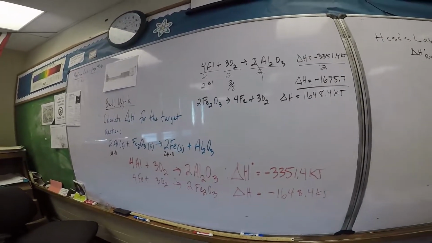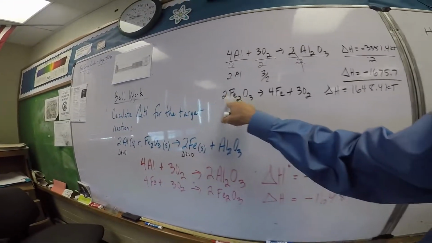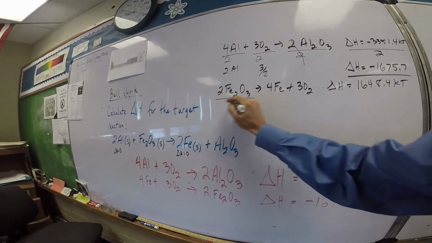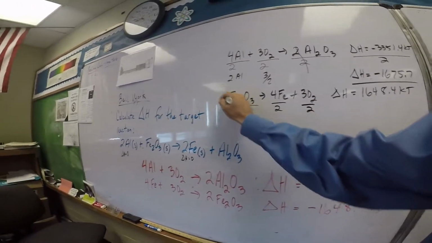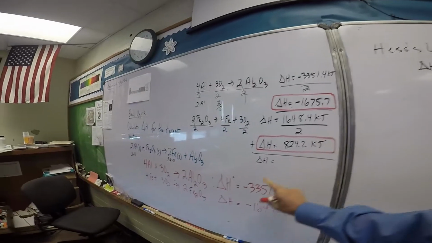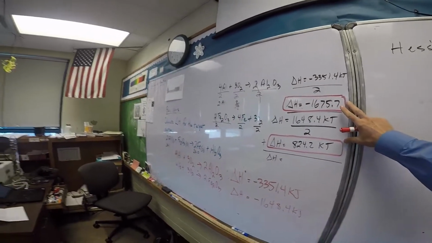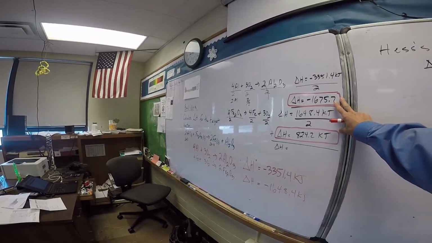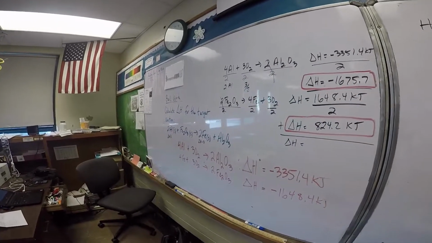Now the second problem is that in this balanced equation there's a 1 there. And we have 2 there, so we have to divide these by 2. That ends up being that, and then we have to divide this by 2. The values from these equations to get the target are right here. Does everybody see that? And all we basically want to do now is just add them together, right?